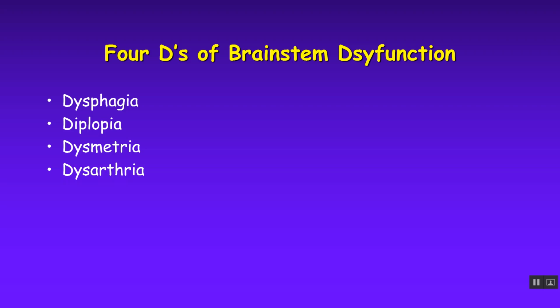Trouble with swallowing, dysphagia, double vision, trouble with coordination because of all the intimate connections with the cerebellum, or some trouble with speaking, dysarthria. If you have a large enough lesion in the brainstem, you'll likely get at least one of those. And so when you're looking at cases, that can be a key indicator that you have a brainstem lesion. You usually get a combination of dysfunction, but one or more of those.